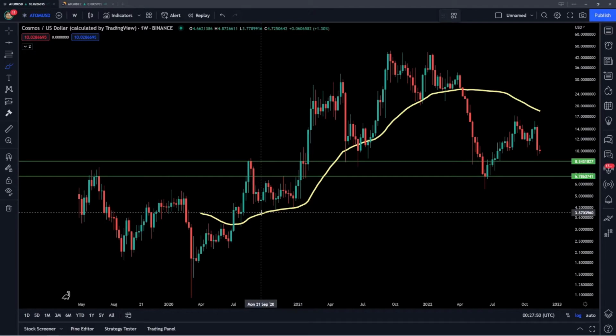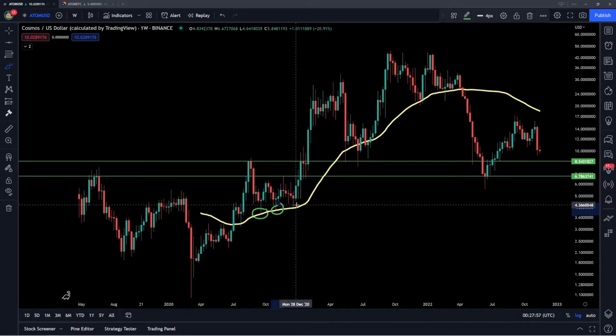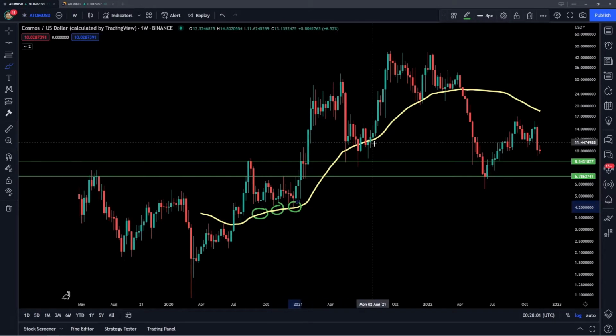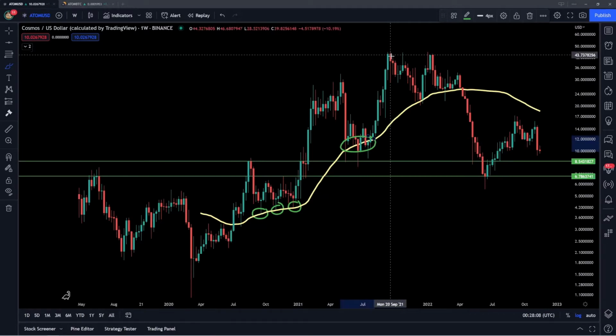So you can see initially going back here in 2020, this was a key level of support for ATOM in which we had multiple bounces off of this level. It held as support, and then ATOM was able to go up, forming higher highs, continuing this uptrend. And then it came back down in the summer of 2021. It continued to hold this level as support. We bounced off of it and then continued to make that higher high.